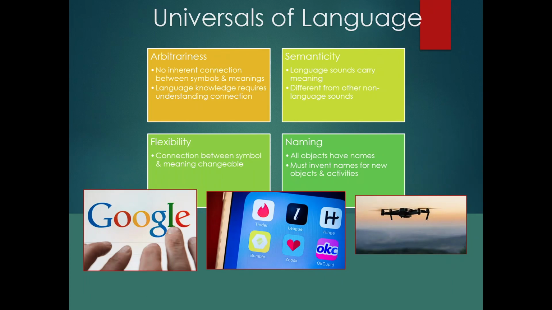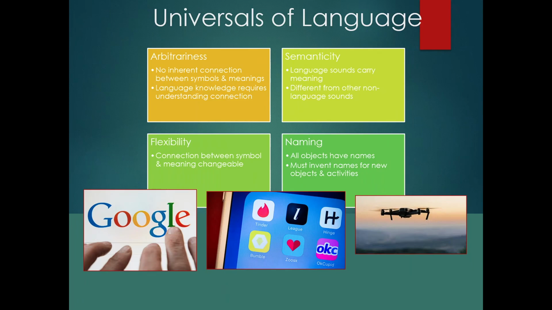Naming is the principle that says for natural language speakers, we have a need for all objects to have names. To have an unnamed object is frustrating. Like, what is that? How are we supposed to refer to it? Right? So we have to invent names for new objects and activities. And then one of the things that you can see as these names develop and we start to use them is you can see the natural way that language emerges.